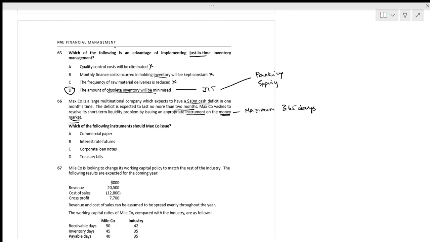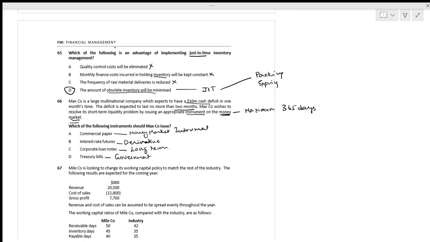Commercial paper. Commercial paper is a money market instrument. Interest rate futures is a derivative instrument. We'll come to derivatives at a later part. Corporate loan notes are long term. Corporate loans will be long term. Next, treasury bills. Treasury bills are with respect to whom? With respect to the government.